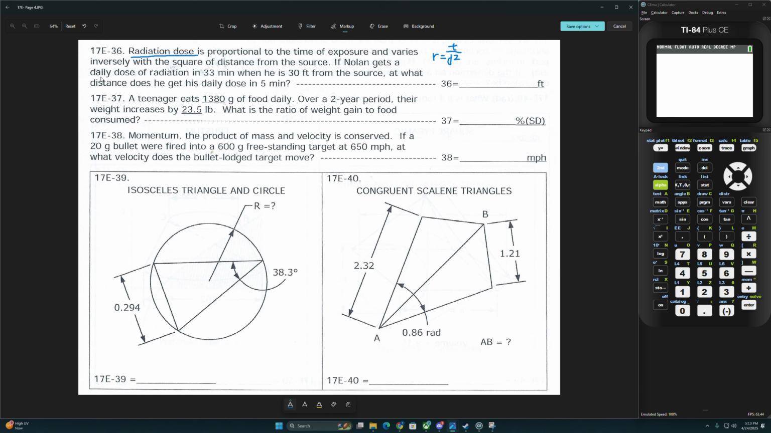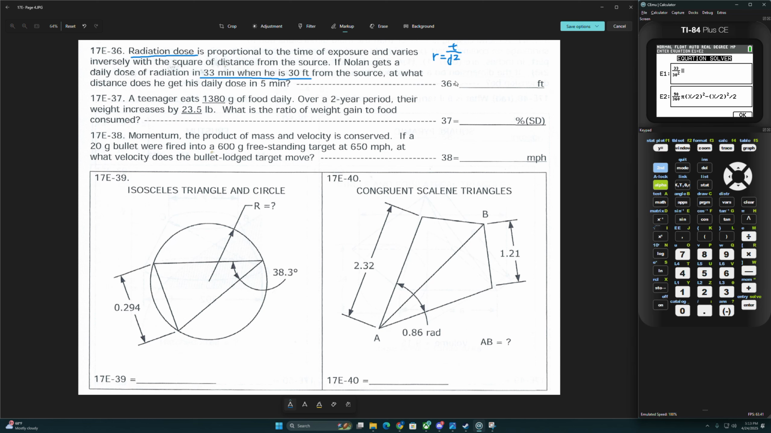All right, if Nolan gets a daily dose of radiation at 33 minutes when he's 30 feet from the source, at what distance does he need to be to get his daily dose in 5 minutes? So it gives us a pair of time and distance from the source. We could find the R value, although it would still save us some time plugging it in directly into the numeric solver. So I'm just going to plug in R, which we know because of the first given: time, which is 33 minutes, divided by 30 feet squared. That's the R value.